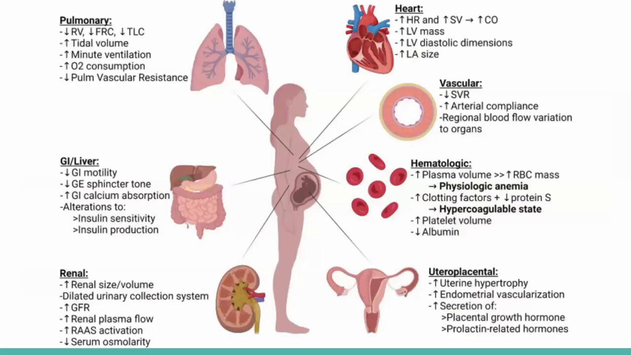Now, there are many more normal physiological changes that do occur, and this slide just shows that it involves almost every organ system in the body. I'm not going to go through all of them, but I just want to show you that this does affect all of the systems, including pulmonary, GI, and liver, as well as renal and hematological systems.